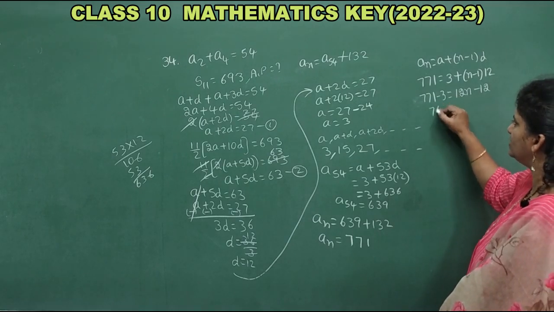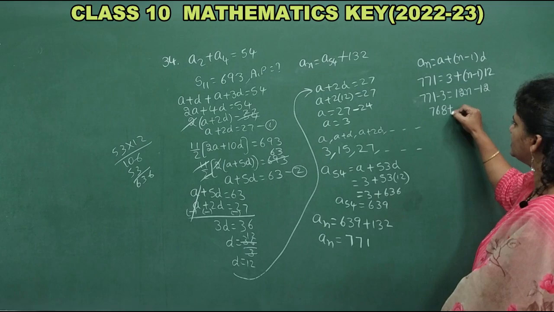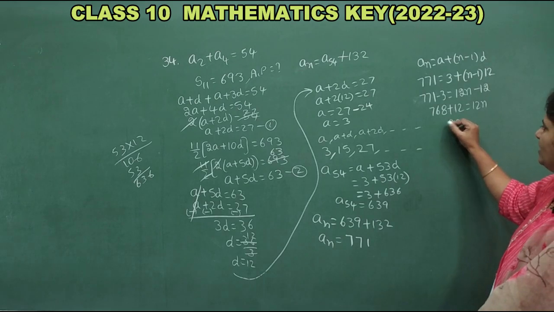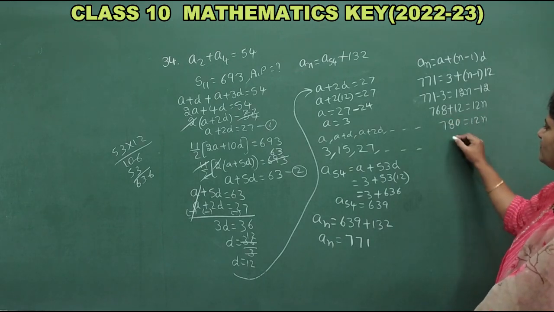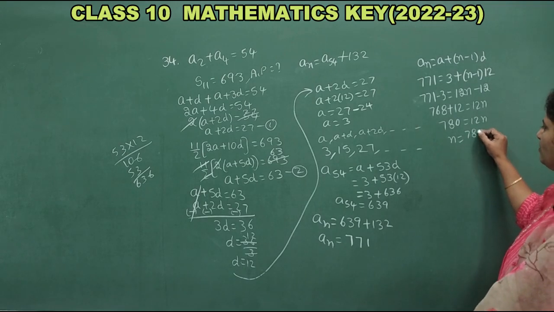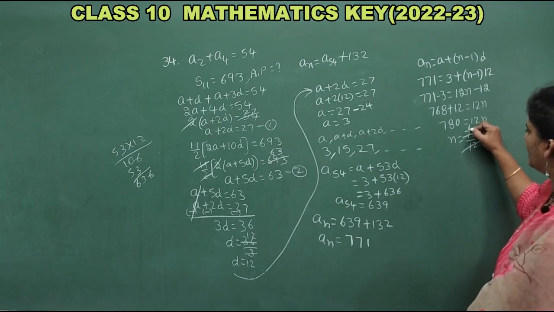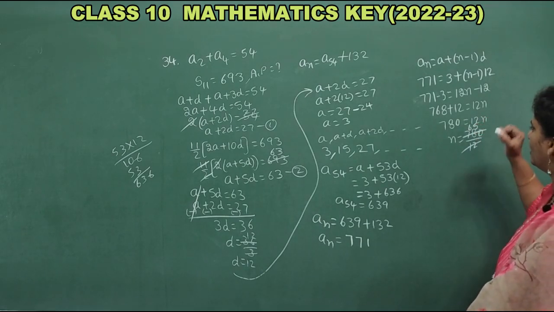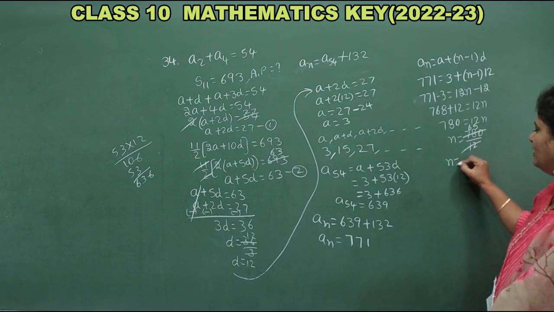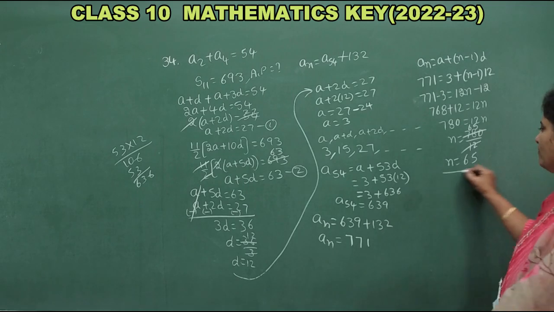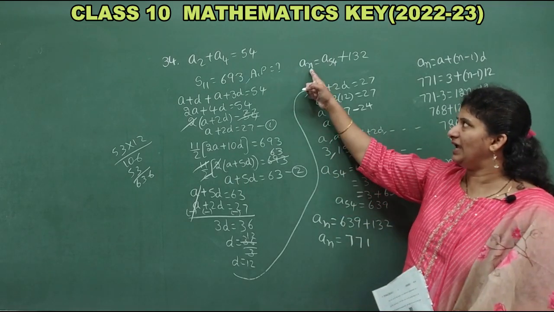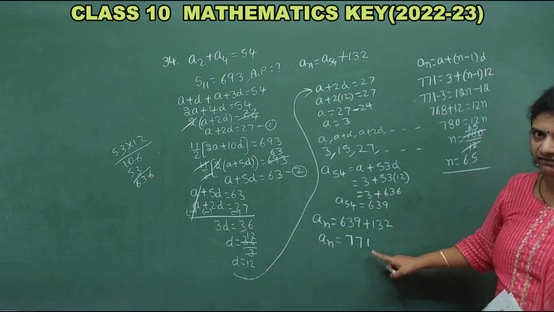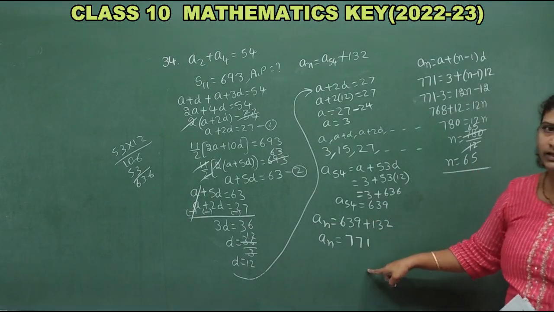771 minus 3 will be 768. Minus 12, bring this side, plus 12, is equal to 12n. Add this, 780 is equal to 12n. n is equal to 780 by 12. 12 6s are 72 and here 60 left. 12 5s are 60. Therefore, n is equal to 65. So, what is your final question? Which term is 132 more than A54? The value is 771. This is the 65th term.